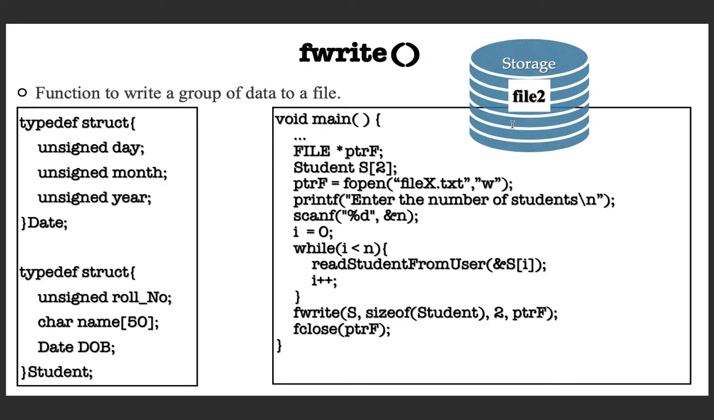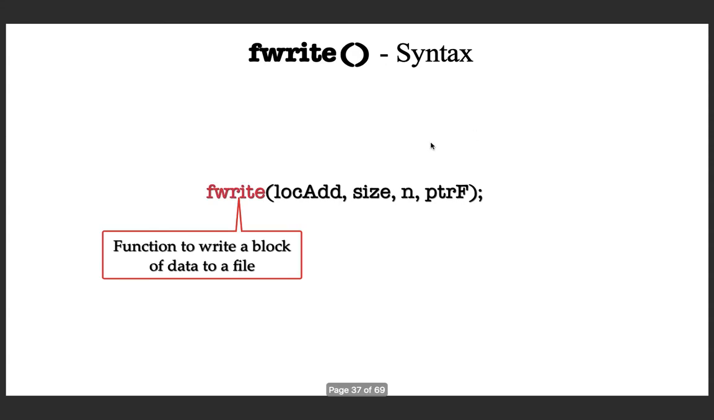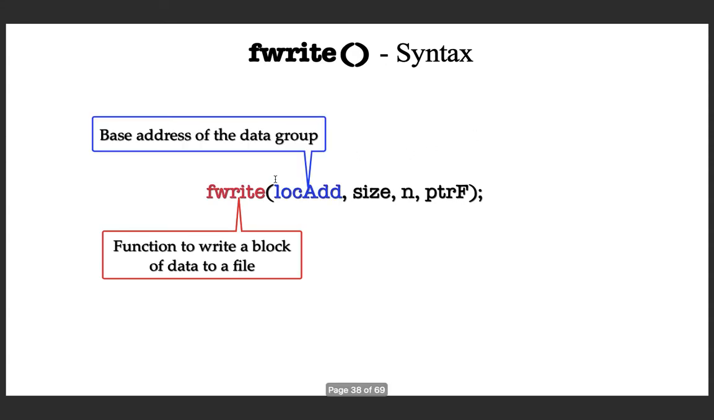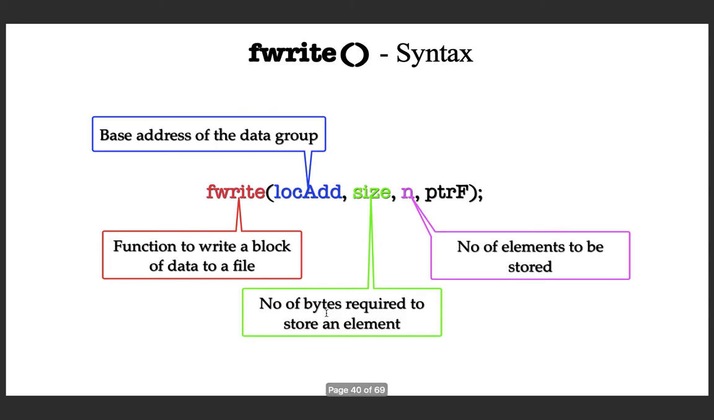And now let us try to formally look at what the syntax is for using the fwrite function. So this is the syntax. First one is the function name, followed by the starting address of that group of data. If it is an array, then the starting address is the array name. Then you have to say what is the size of each element in that array, what is the size of a single student data structure. You can use the sizeof operator for that, followed by the number of students.